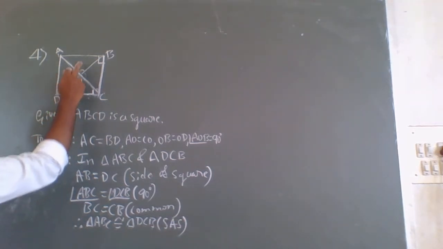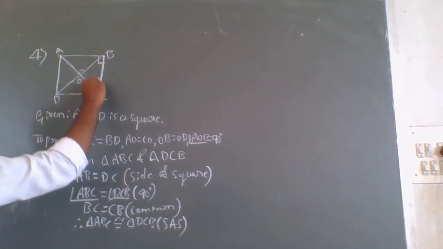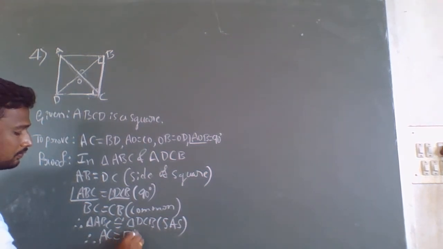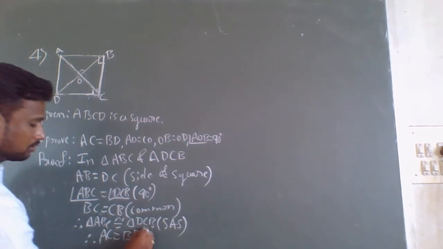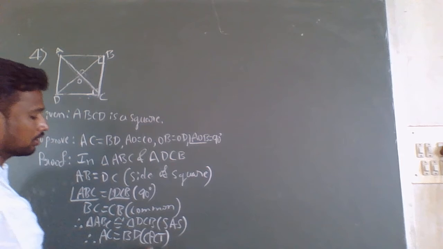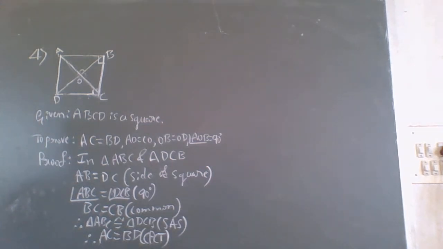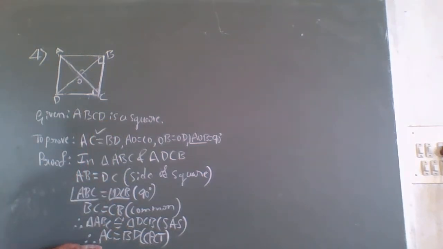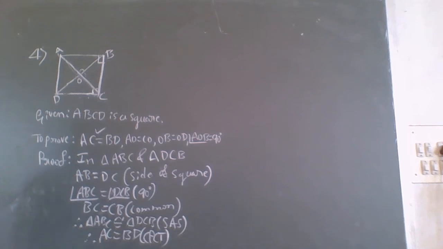If these two triangles are congruent, then AC should be equal to BD. Therefore, we can write AC is equal to BD because of CPCT, corresponding parts of congruent triangles. Therefore, AC is equal to BD means diagonals are equal in a square. Here you should write: diagonals are equal in square.